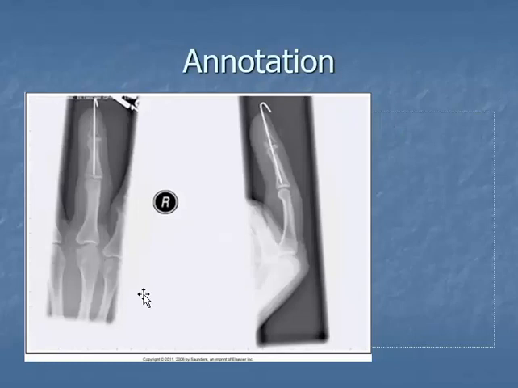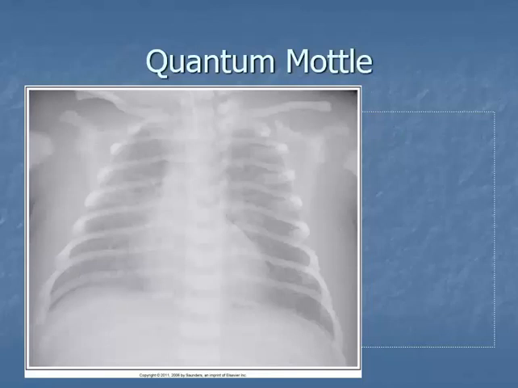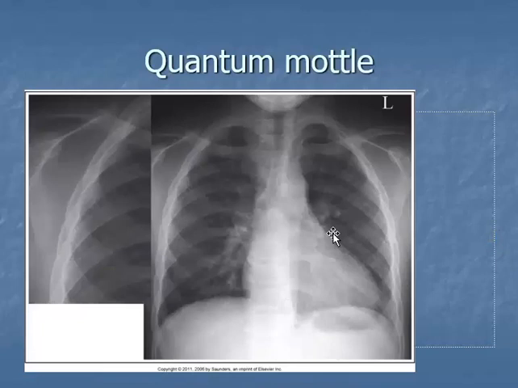Annotation, that's what that is. Make sure you mark your images. Quantum mottle should be pretty obvious. You get that speckly appearance. Generally indicates that you got inadequate mass. Also out here, we've got quantum mottle as well.